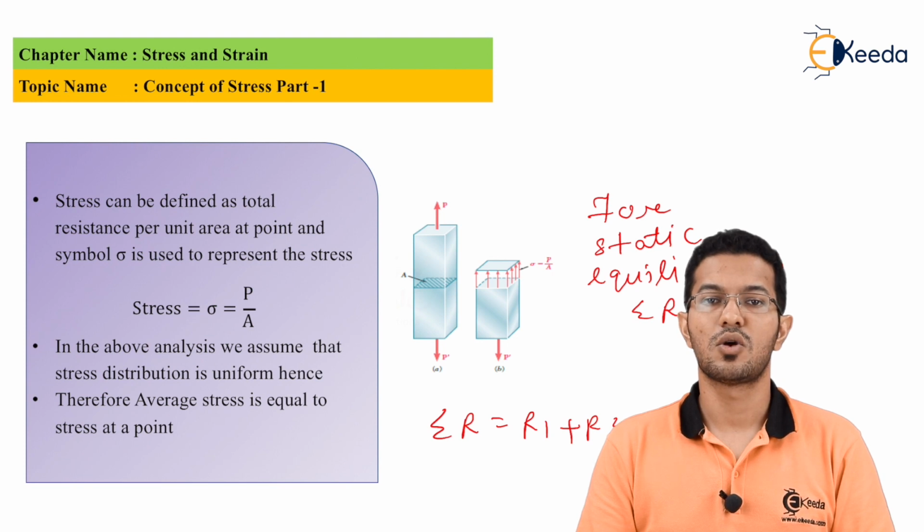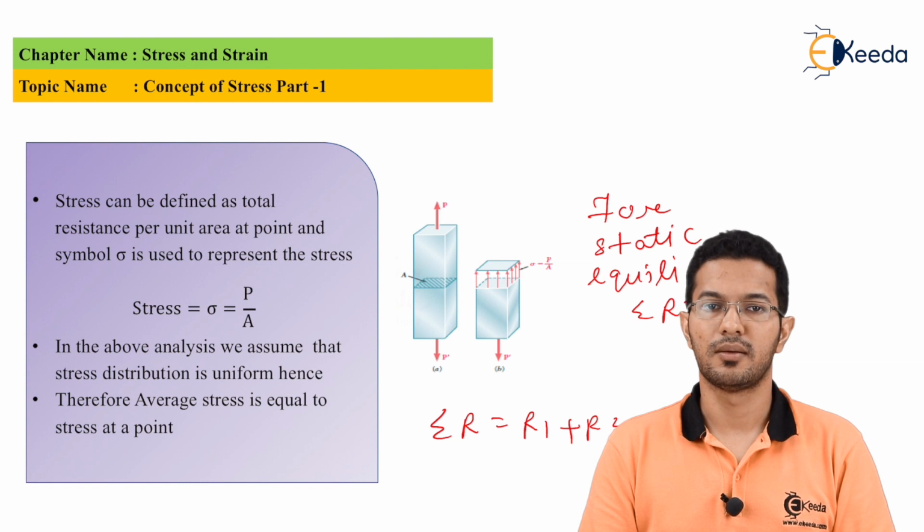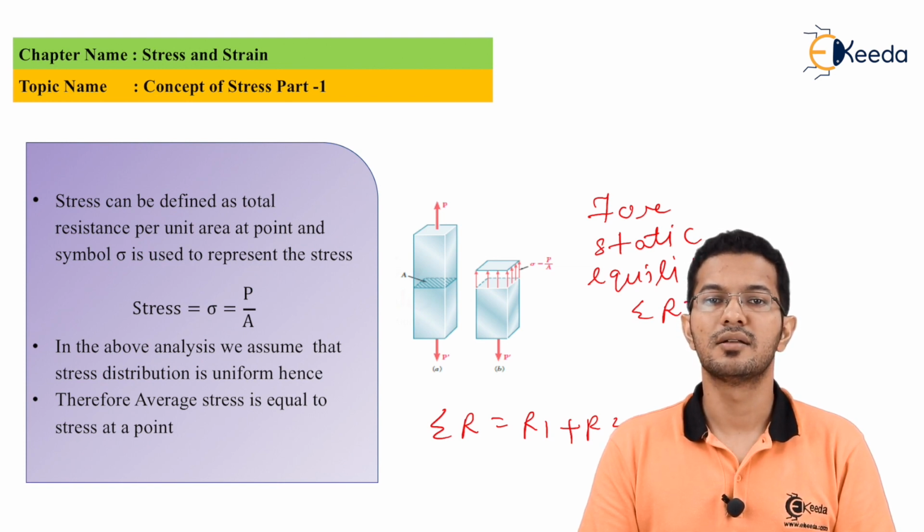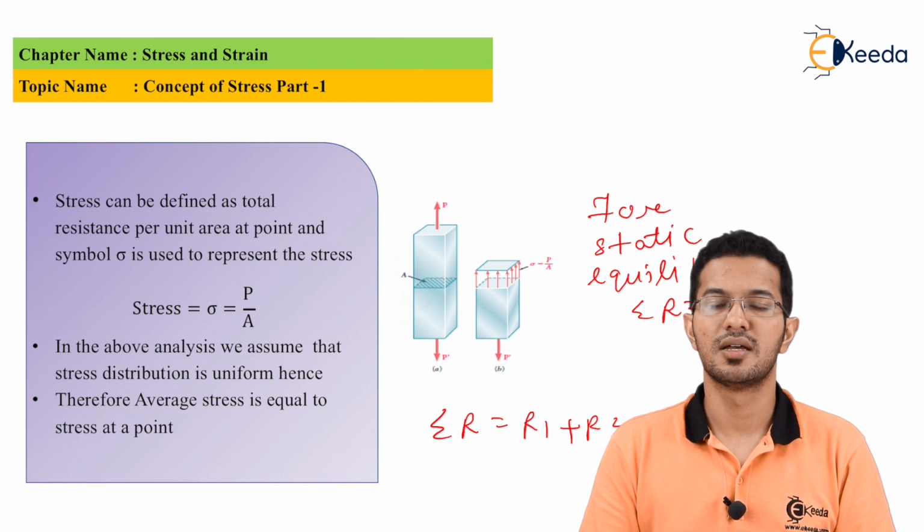Hence, resistance or stress at a point will be delta R upon A, and it can also be written as P upon A. So, from the whole analysis we did so far, stress can be defined as total resistance per unit area at a point, and the symbol sigma is used to represent stress. Hence, we can say that sigma is equal to P upon A, where P is the applied load and A is the area of the cross section.